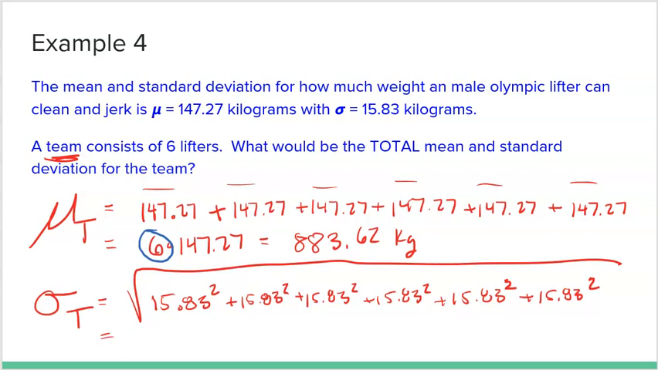Now again, you can speed this process up by saying, listen, I got 15.83 squared. That's my variance, and I got 6 of those variances. But again, I'm not multiplying by a constant here. I'm multiplying by 6 to represent the 6 lifters. And then I'm going to put a square root around all of that to get my standard deviation. So the square root of 15.83 squared times 6, just make sure that 6 is inside the square root, and I get 38.78. 38.78 kilograms. All right, guys, so please make sure you truly understand how to do the standard deviation.